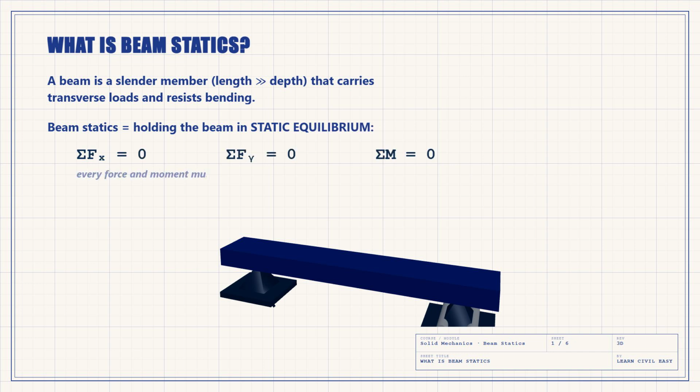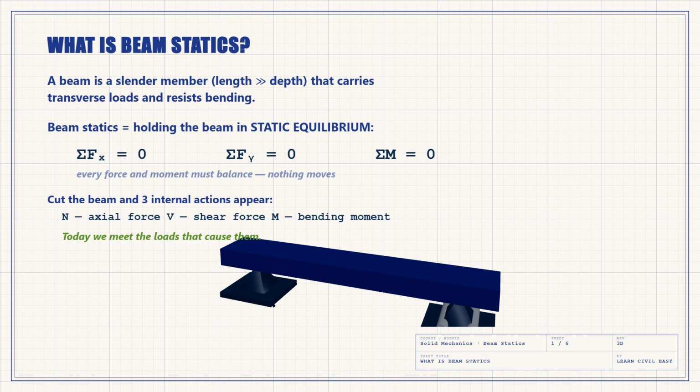A beam is a slender member, its length far greater than its depth, built to carry loads across a span and to resist bending. Beam statics is the discipline of holding that beam in perfect static equilibrium. Every force and every moment must balance. The sum of horizontal force is 0, the sum of vertical force is 0, the sum of moments is 0, and when we cut the beam, 3 internal actions are revealed: axial force, shear force, and bending moment. But before we can find them, we must first master the loads that cause them.